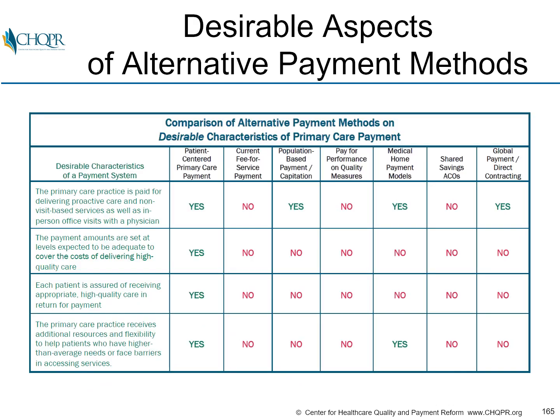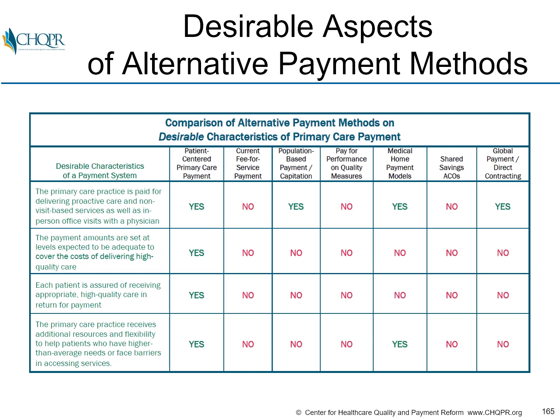A careful examination shows that patient-centered primary care payment is preferable to all other alternatives in terms of 4 desirable characteristics of a payment system. The primary care practice should be paid for delivering proactive care and non-visit-based services, as well as in-person office visits with a physician. The payment amount should be set at levels expected to be adequate to cover the costs of delivering high-quality care.